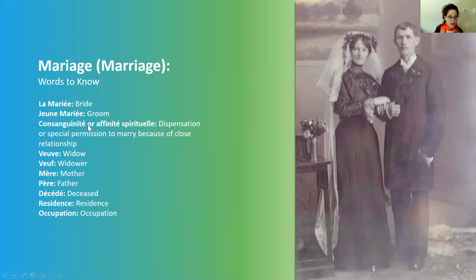I'm not even going to try and pronounce this, but basically what this is, is a dispensation or special permission to marry because of close relationship. So the Catholic Church required permission in some cases. For example, if a stepdaughter were to marry her stepfather after her mother died, or if first cousins were to marry, a lot of times it will give you what the relationship was, and there will be permission from the parish priest or the bishop of the area allowing them to be married despite their close relationship.